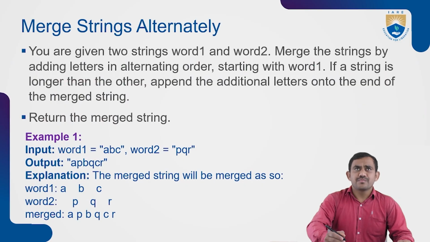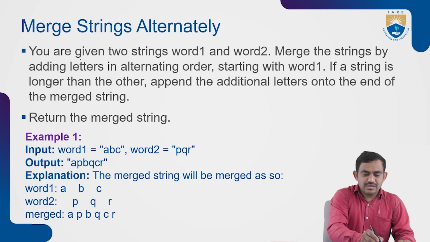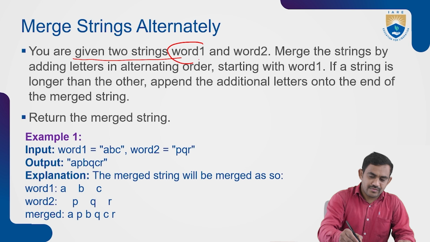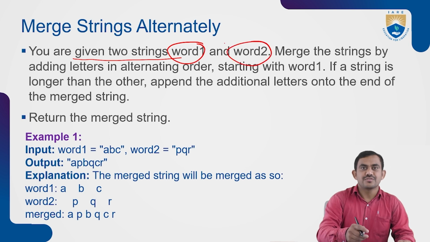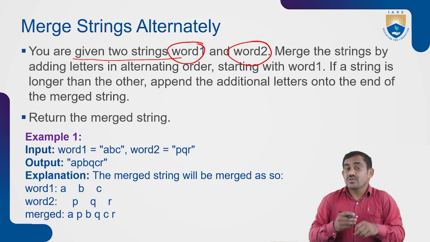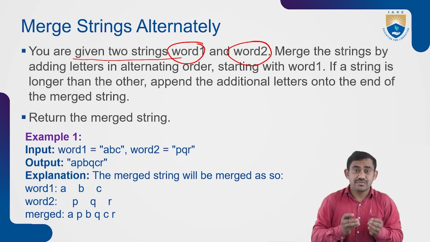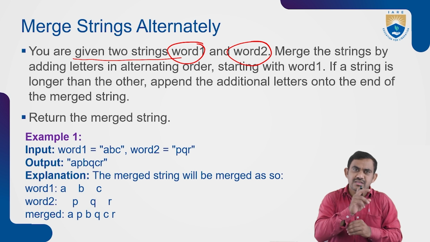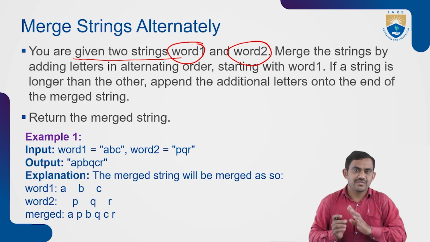Now coming to the problem statement, we have two strings. Those variable names are word1 and word2. If you want to write in LeetCode, then whichever names they've given, we need to write in the same manner. Otherwise, you can change the variable names in the method.